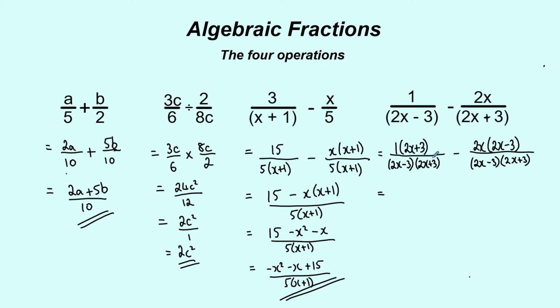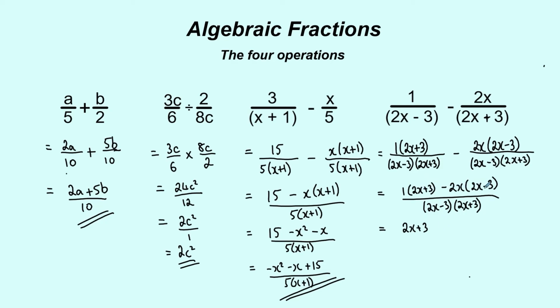Now if we multiply out the brackets, what we'll do is put the top lines together first into a single fraction. So it's 1 bracket 2x plus 3 minus 2x bracket 2x minus 3 all over your common denominator. Remember, that's the whole point of getting the common denominator, so that we can put the two fractions together. Okay, we're going to multiply out the top line and just tidy that up a little bit now. So 1 times the first bracket, that's just going to be 2x plus 3. That's 1 times that and 1 times that.